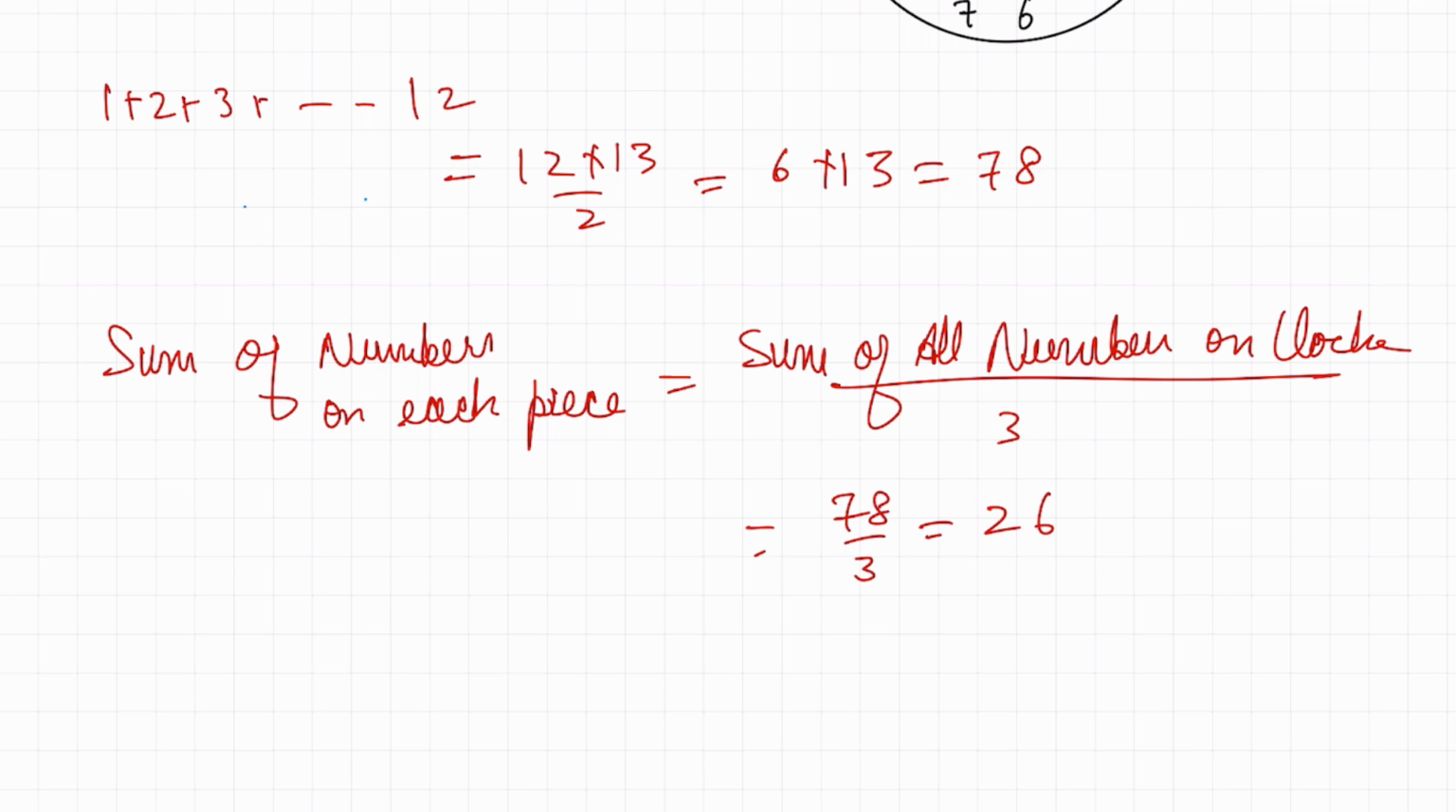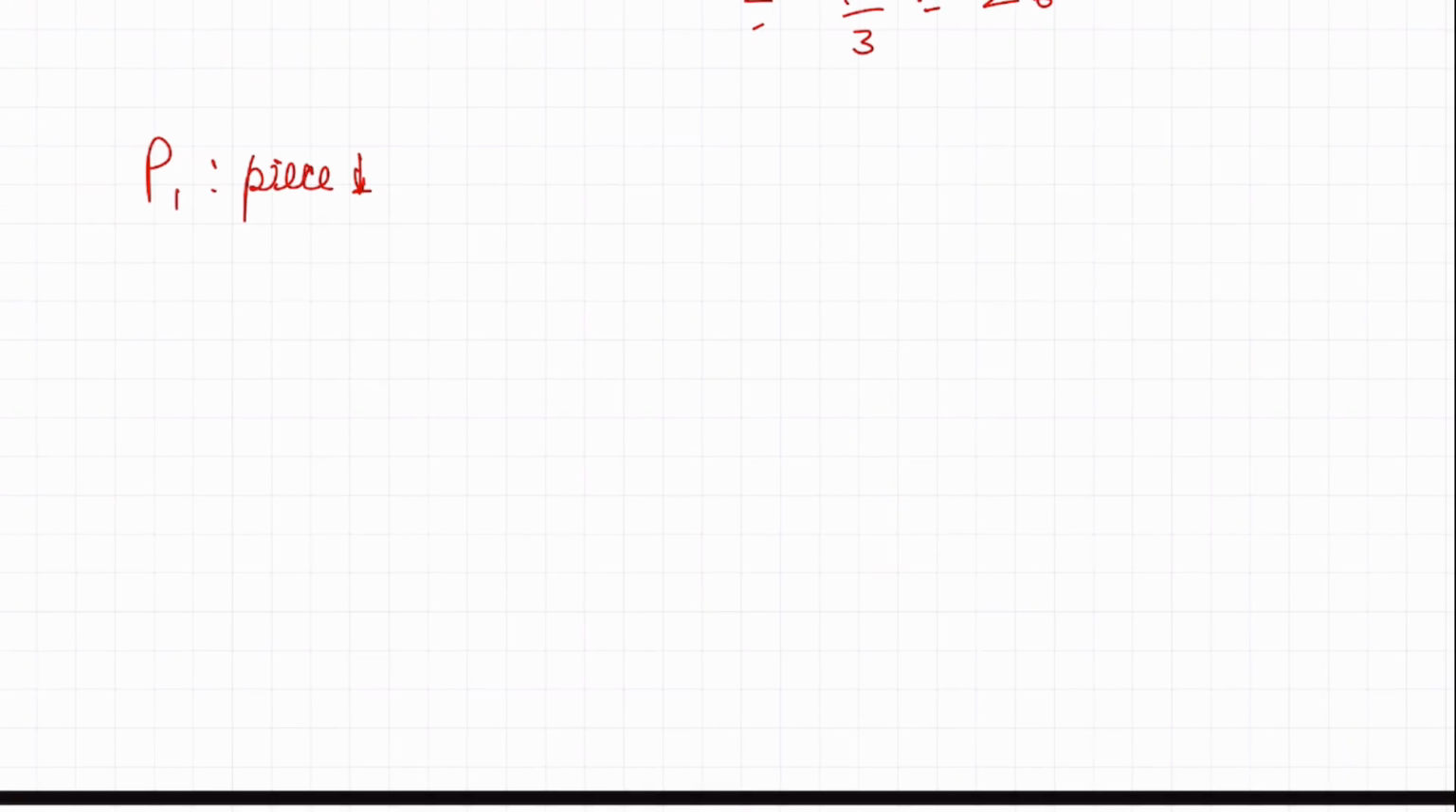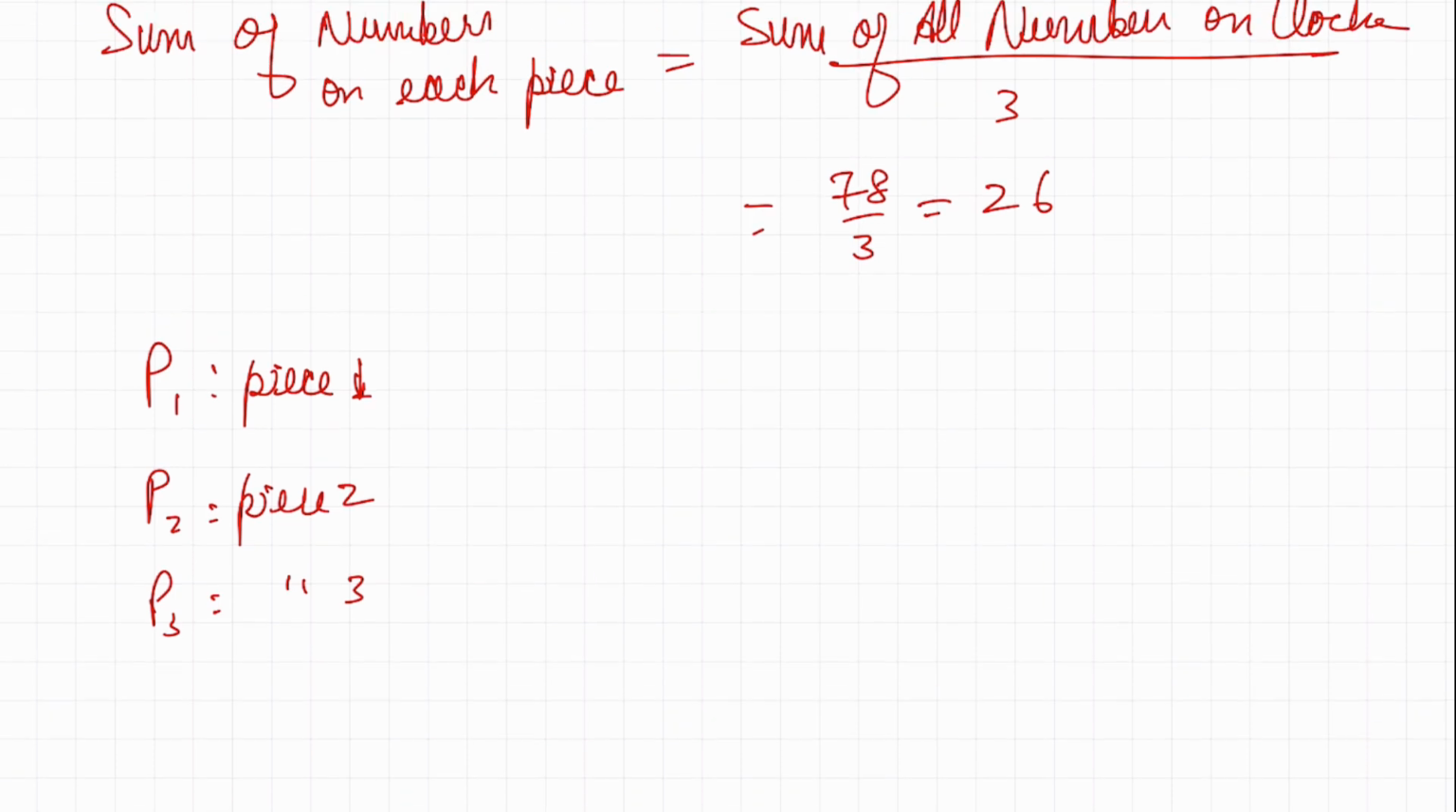Now this is very important because this helps us to eliminate or identify if the pieces we're finding are correct or not. So the other thing is basically we will have three pieces here. So I'm just going to denote them by P1, P2, P3. Similarly P3 is nothing but piece 3. And what we know is that each piece is going to have a sum of 26. So the sum of numbers on P1 is going to be 26, the sum of numbers on P2 is going to be 26, and so on.